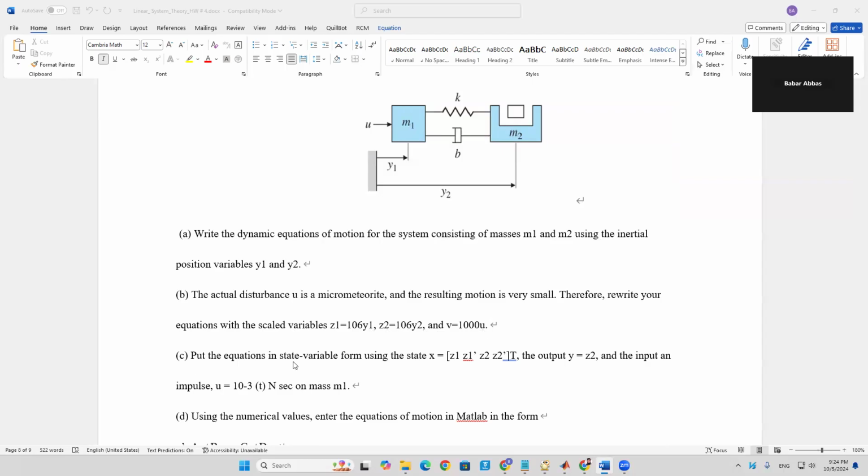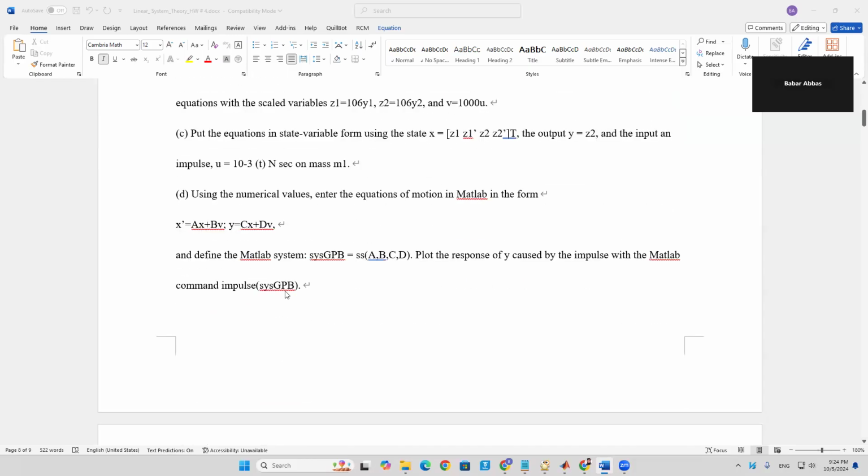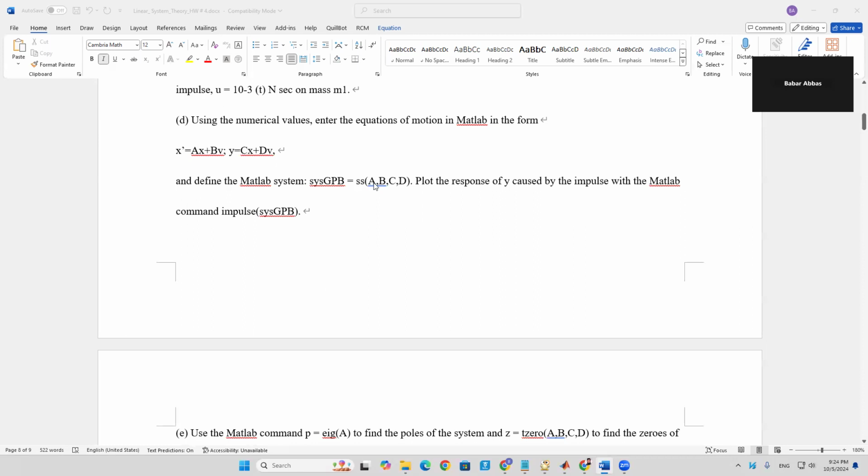Part C says write the equation in the state variable form using this state vector, and we are having the output y that is equal to z2, and this is the impulse force 10 to the power minus 3 delta. Similarly, by plugging the numerical values into the equation of motion in MATLAB, we have x dot equal to Ax plus Bv, y equal to Cx plus Dv. So this is the system in the state space form.